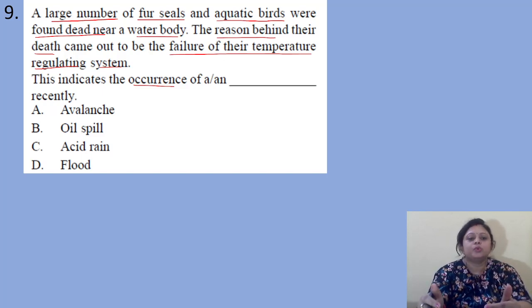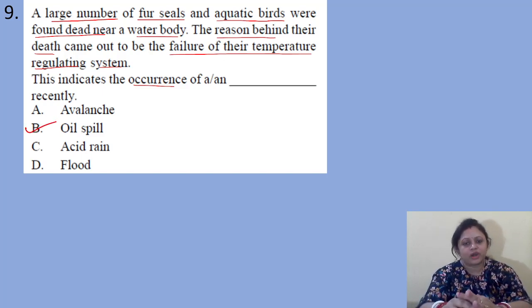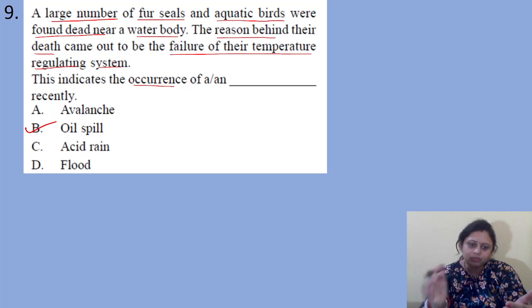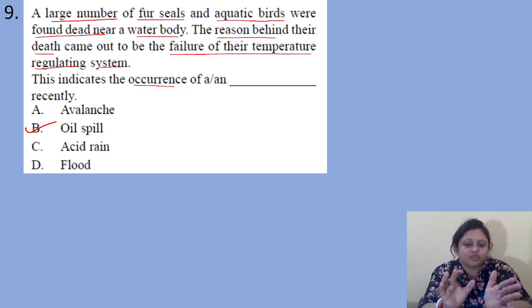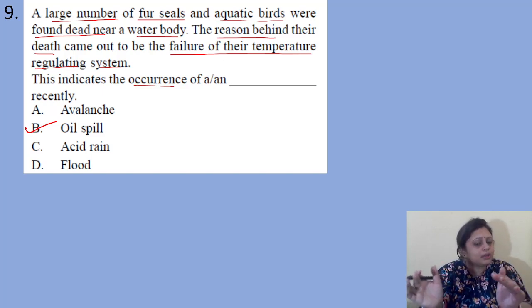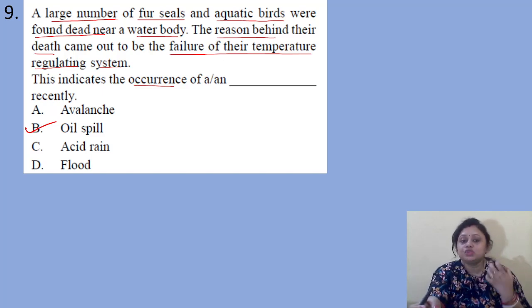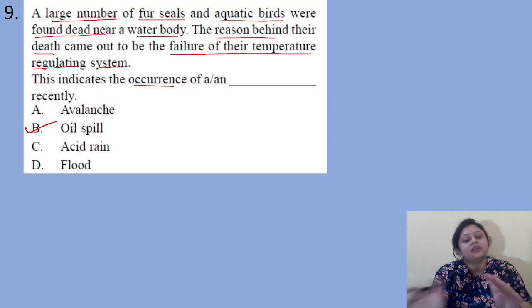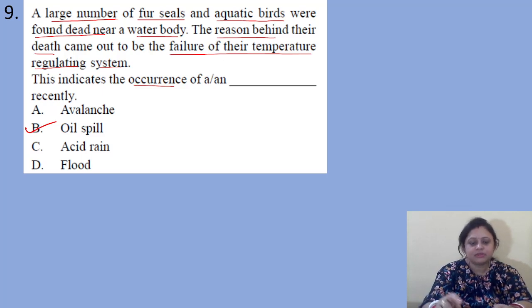Okay, so there may be an oil spill there. Why? When there is an oil spill, there will be a coating of oil on the body of the aquatic organisms, right? So when there is a coating of oil on their bodies, what happens? They lose their control over regulating body temperature. Now they are unable to control their body temperature. That's why the possible reason could be an oil spill.